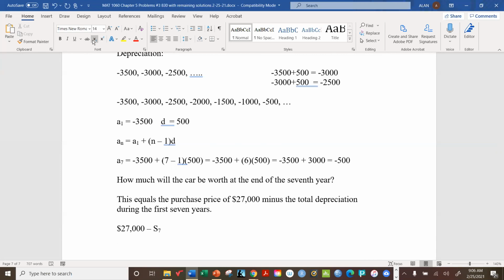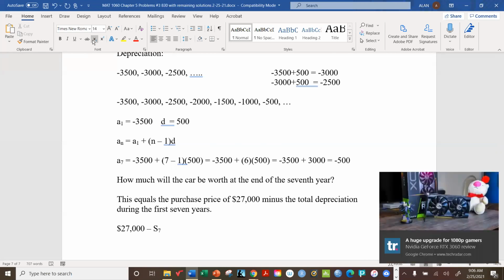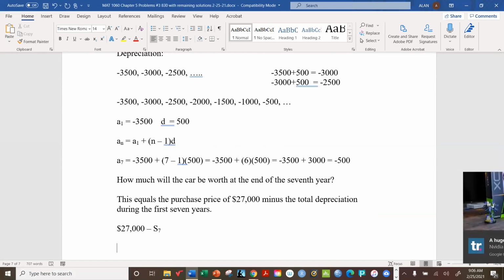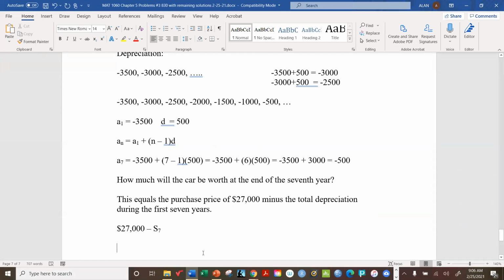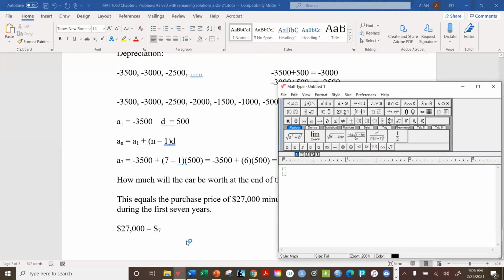Now, again, you could probably do this yourself just by adding them up manually, but let's use the formula. All right, hold on. Let me use my trusty equation editor here to get this going.